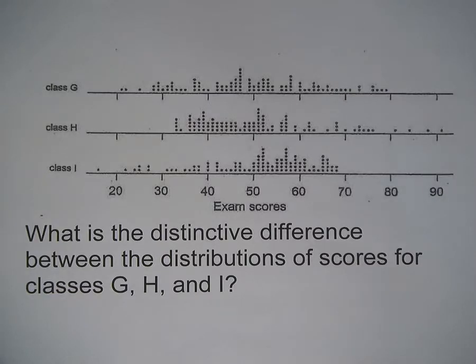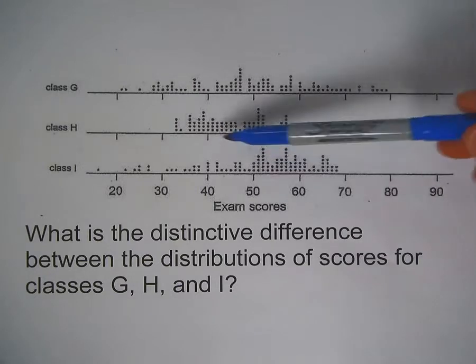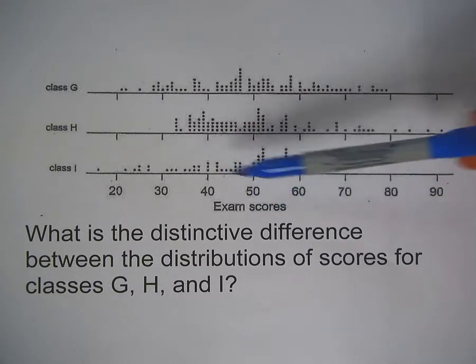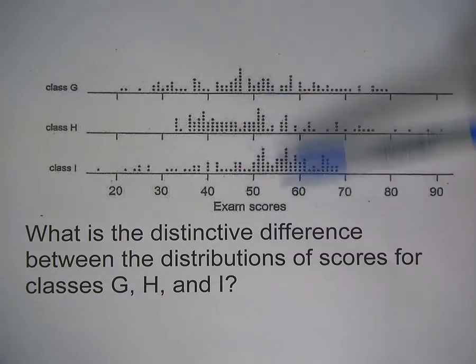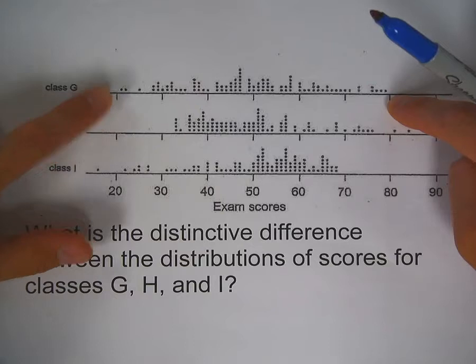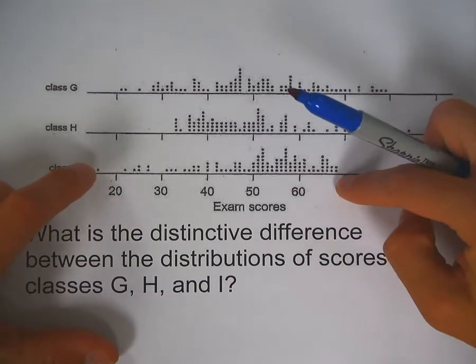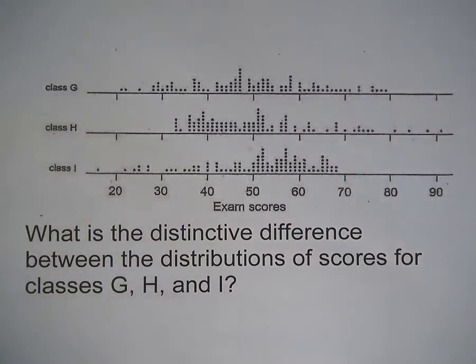Okay, so now let's take a look at these. I would say that in general, they seem to be centered still around the same values. Maybe somewhere around 50 would be a good place for the distribution to be centered at. I would say the spread is about the same. This is about 20 to 80. This is going about 30 to 90. This is going about 15 to about 70. So the spreads aren't drastically different.